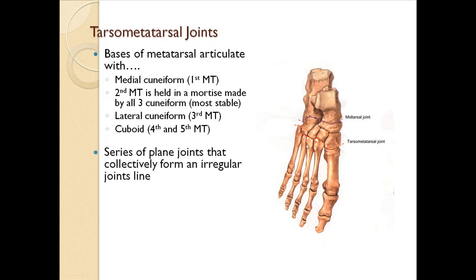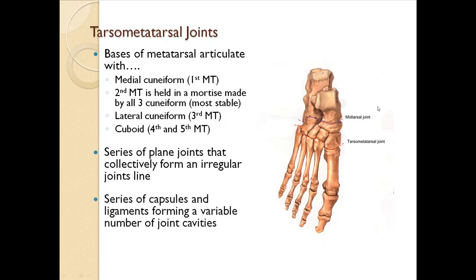Again, they're a series of synovial plane joints that collectively form an irregular joint line, which is known as the tarso-metatarsal joint line. So we've got this kind of zigzaggy shaped red line that we can see going across between the distal row of tarsal bones and the bases of the metatarsals. Again, they're typical synovial joints, so they have a synovial capsule, synovial membrane, hyaline cartilage on the surfaces, and ligaments over the dorsum, plantar, and interosseous regions.